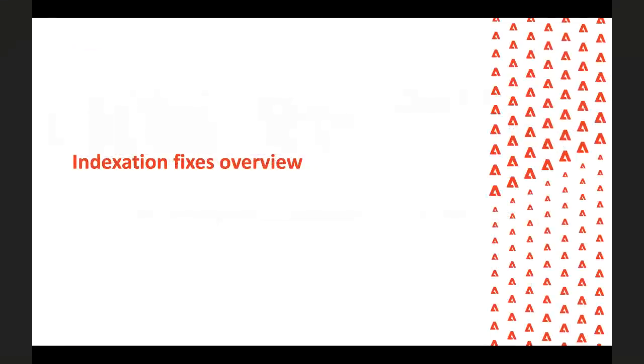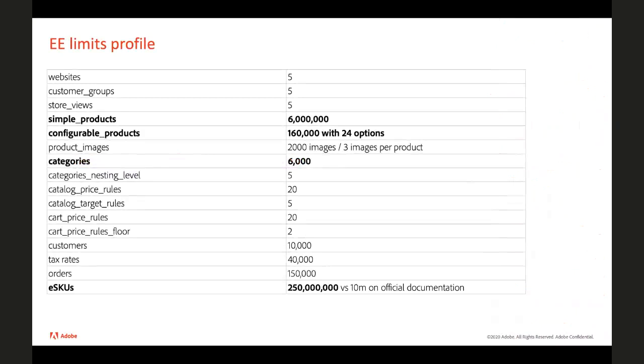And the next part: what's happening with indexation, and how we support it from the index side. This is the profile that we used. It's in the Enterprise edition. You can see that we generated 6 million simple products, 160,000 configurable products, 6,000 categories. So in total, it's 250 million effective SKUs on our account.